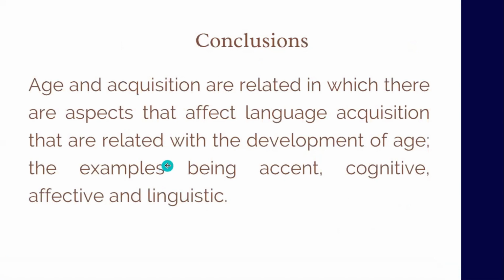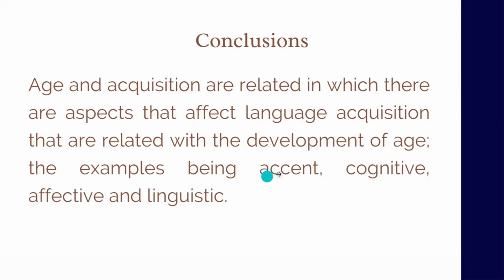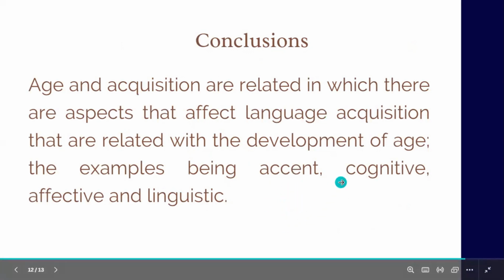And then the conclusions. Age and acquisition are related, in which there are aspects that affect language acquisition that are related with the development of age. Examples being accent, cognitive, affective, and linguistic, in which all of these aspects must be considered by the educator or the teacher when teaching their students.